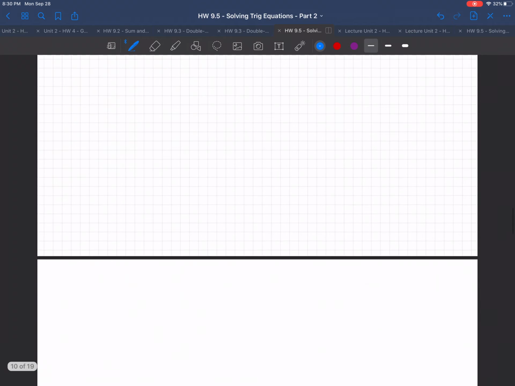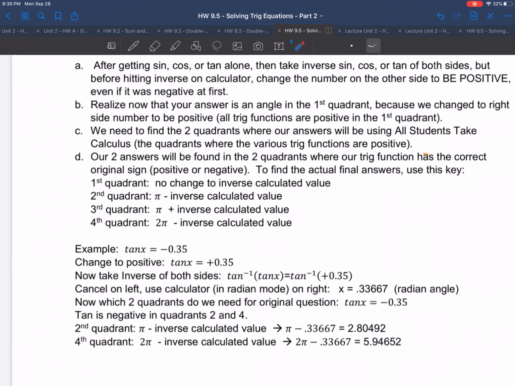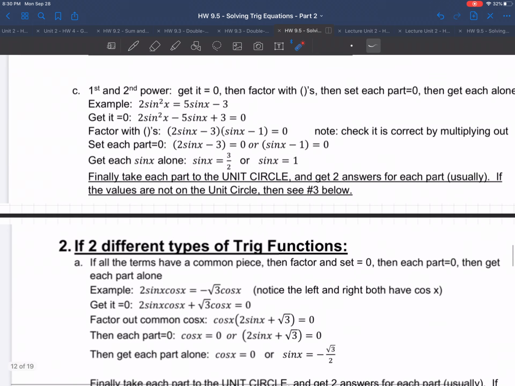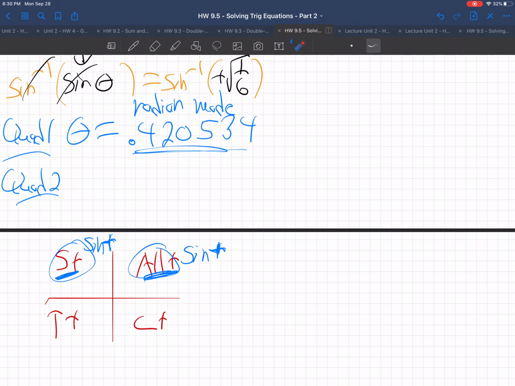Well, you can go down to this formula I gave you. Right here, I gave you the instructions: first quadrant, no change needed. Second quadrant, pi minus the inverse calculated value. So I'm going to go up here and go theta. The other one, well, I don't say theta, it's just going to be pi minus that 0.42053 thing, which equals, I don't know.